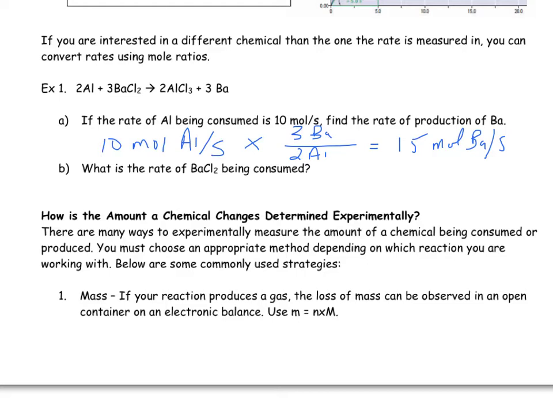Pause the video and try example B. The answer for example B, you can start with either the 10 moles per second of aluminum or the 15 moles per second of barium. It doesn't matter where you start. If I want to convert this into barium chloride, I use the ratio 3 over 2. That also gives me 15 moles per second of barium chloride.